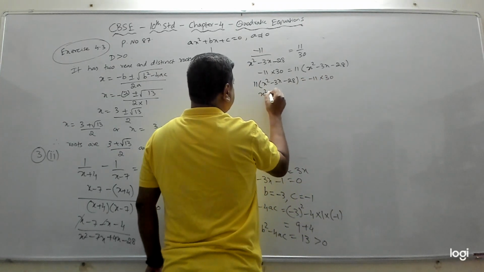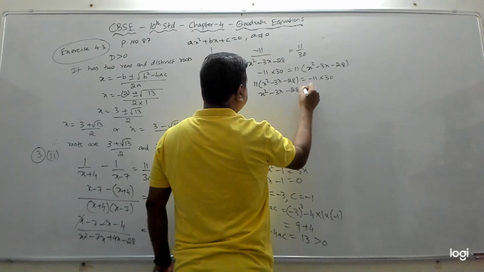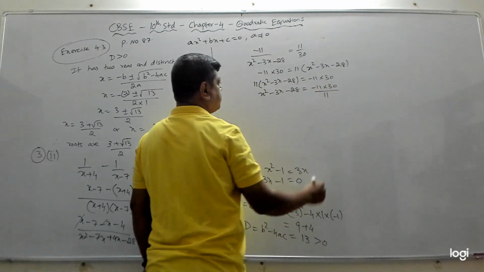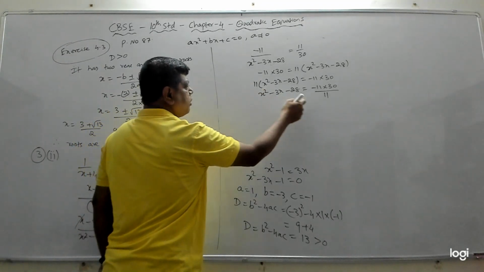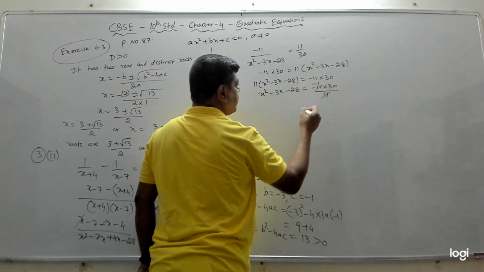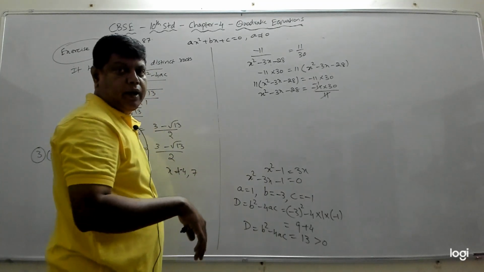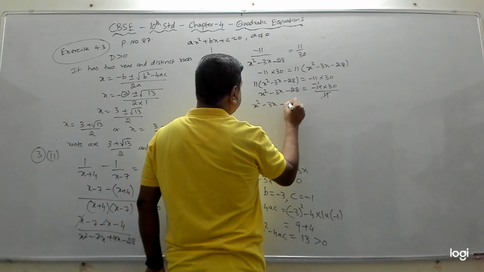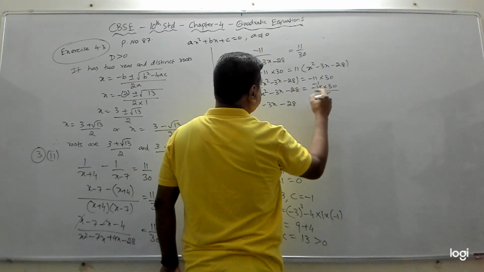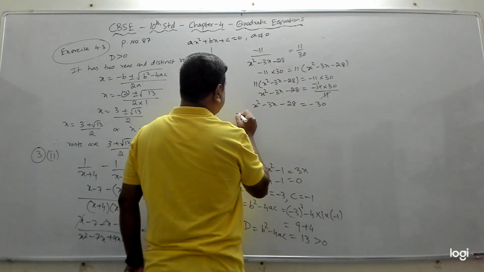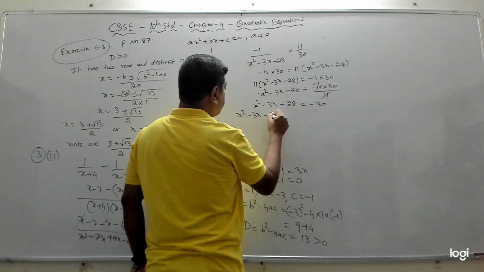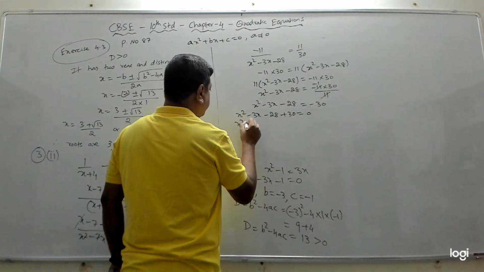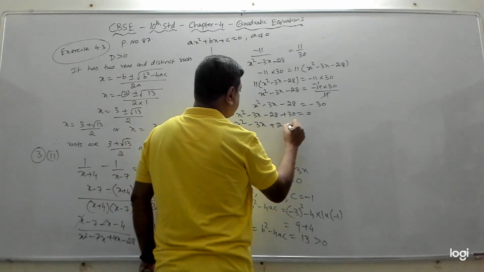So my x square minus 3x minus 28 will become minus 11 into 30 by 11, this 11 will come down. This 11 will go to the denominator. Now 11 will get cancelled, you get minus 1. That's why I said don't multiply. Fine, now this will become x square minus 3x minus 28, and this is minus 1 into 30 is minus 30. So you get x square minus 3x minus 28, minus 30 comes to the left hand side, it becomes plus 30. So you get x square minus 3x plus 2 equal to 0.